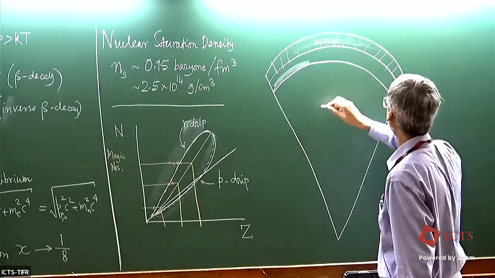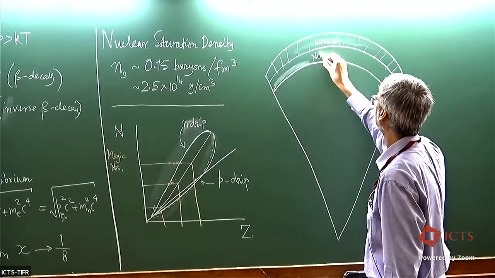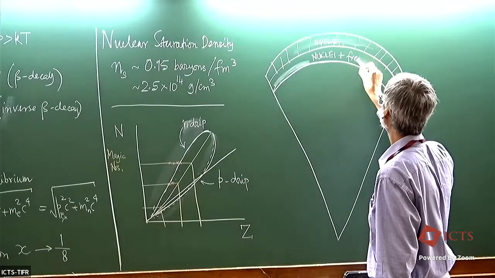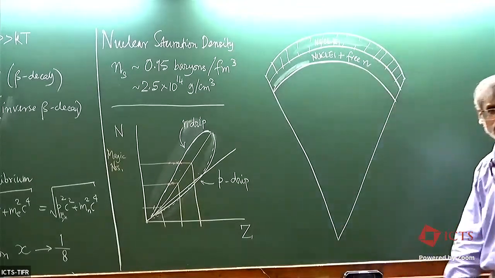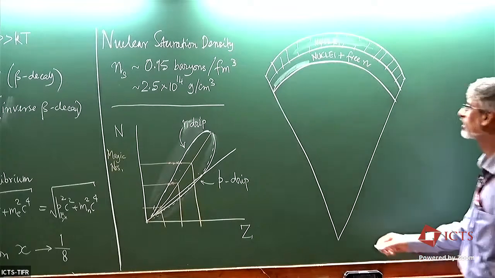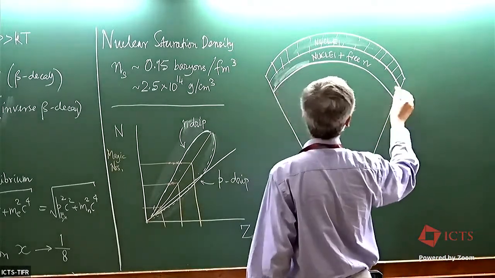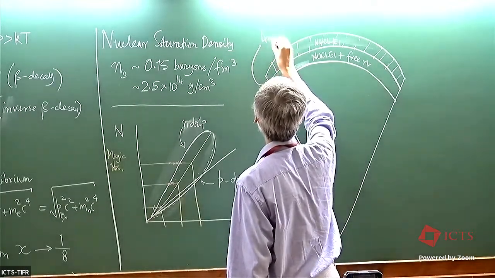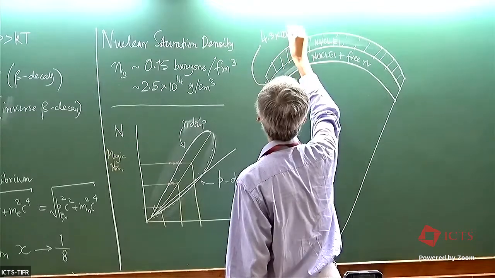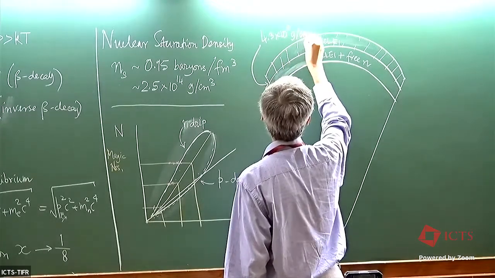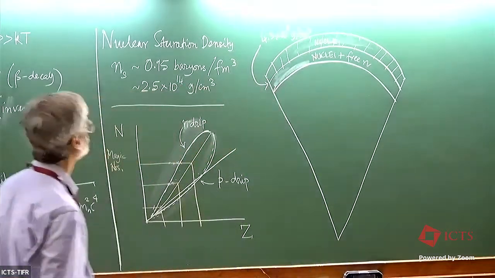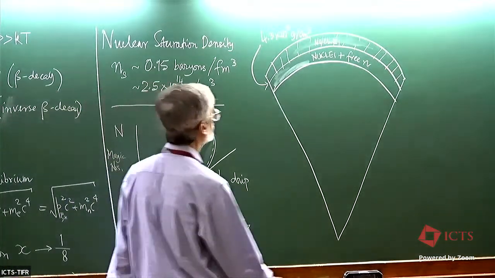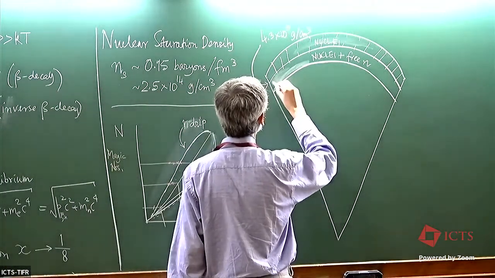Now will come a region where you have nuclei plus free neutrons. Okay, this is called the neutron drip region. The boundary is roughly at 4.3 times 10 to the power of 11 grams per cc. This is the neutron drip.